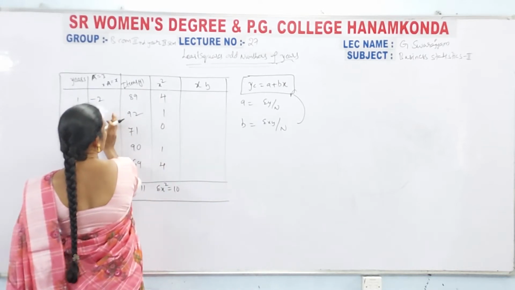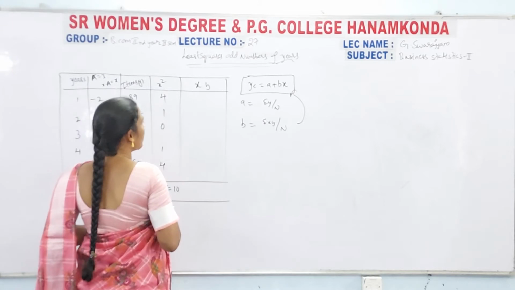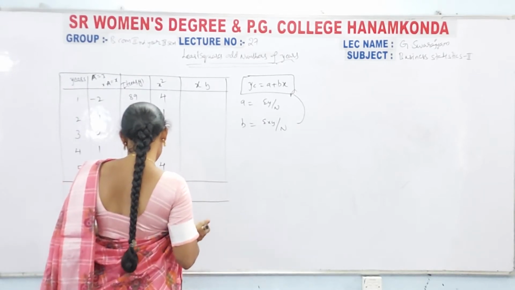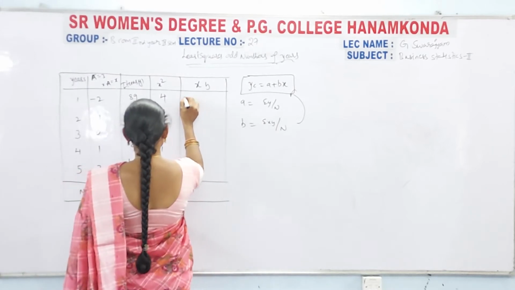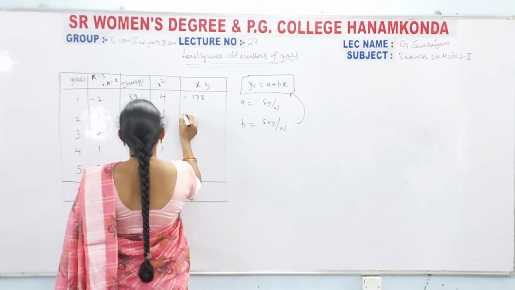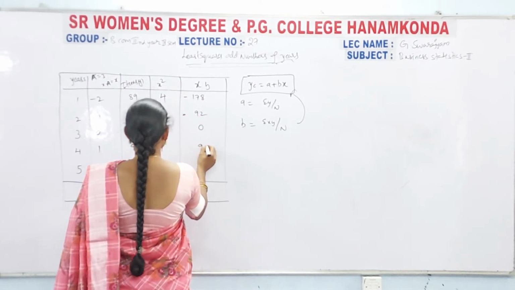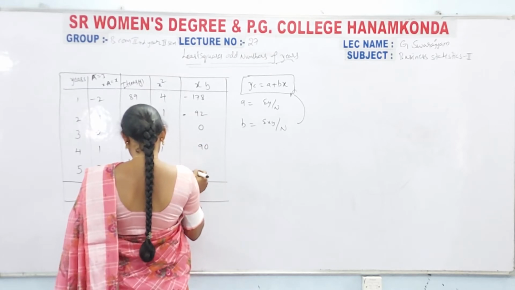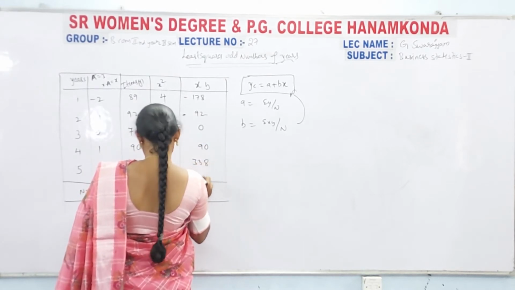So here x items, here y items. Then you multiply both items x and y. Minus 2 into 89, 89 twos are minus 178. Minus 1 into 92, minus 92. 0. 1 into 90, 90. 2 into 169, 338.